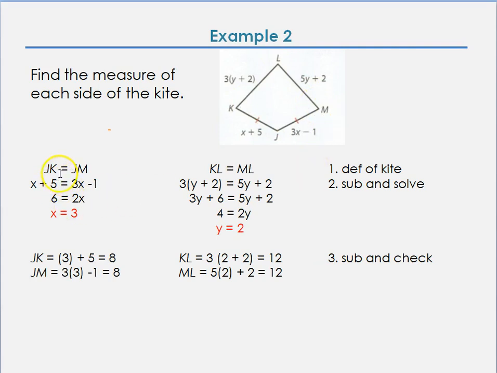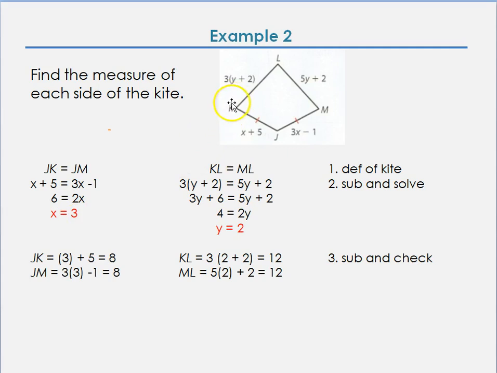So you could state this. So you can say that JK equals JM, and now you have a set of values. So that would be x plus 5 equals 3x minus 1. And if you solve, you find out that x equals 3.